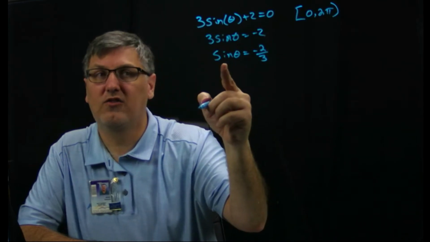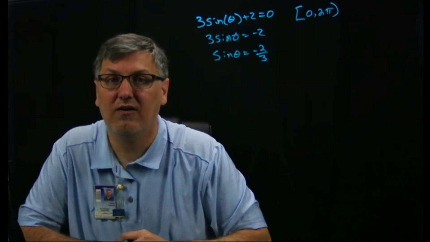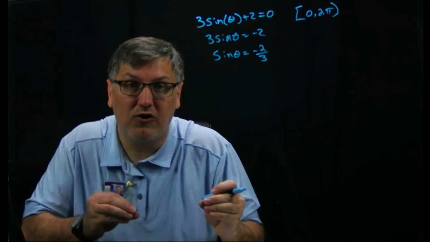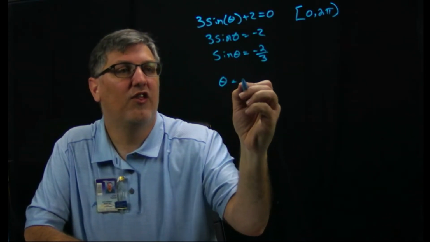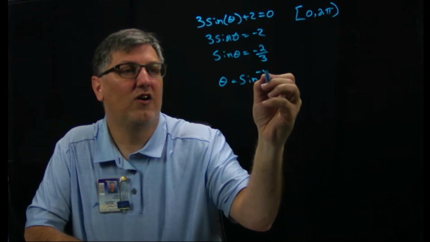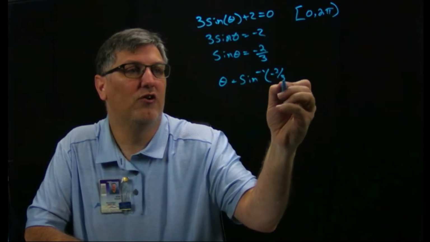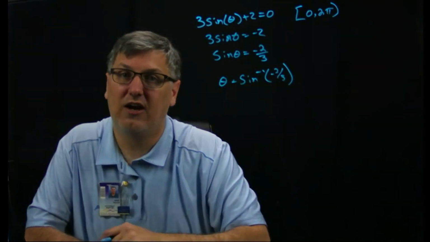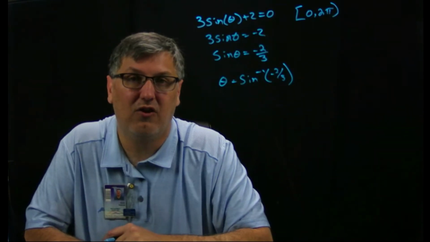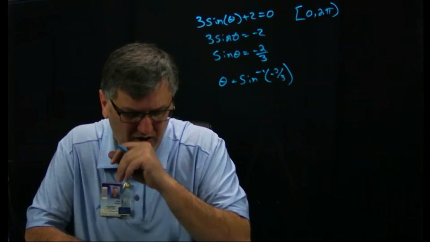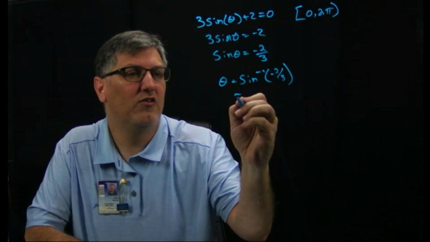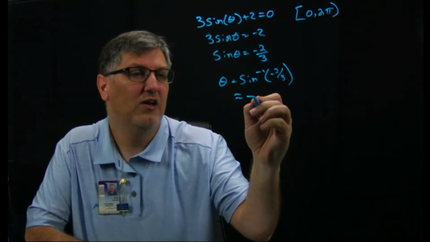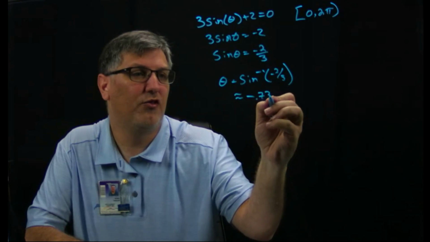I'm going to take arcs. Now that I've got the trig function, sine, isolated, I can take the arc of it. So I'm going to do arc sine. I get theta equals arc sine of negative 2/3. You need to throw this in the calculator because it is not on your unit circle. You can do 2 or 3 decimal places. I'm going to do 2, and this is approximately negative 0.73.